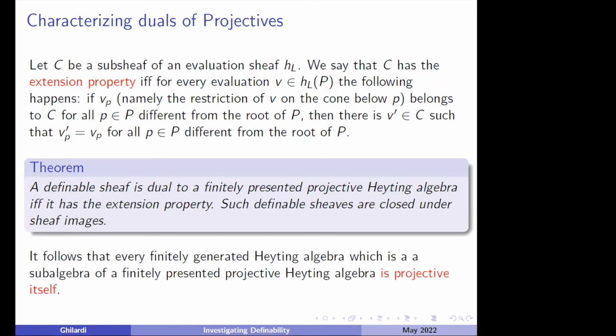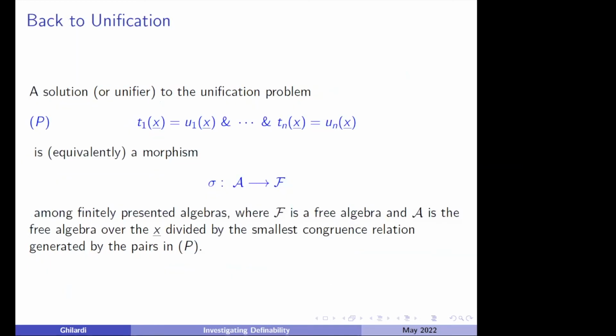And so this is, as a consequence, from the algebraic point of view. It says that every finitely generated subalgebra of a finitely presented projective algebra is projective itself. This is the algebraic part of this. And now, how to apply this to unification.